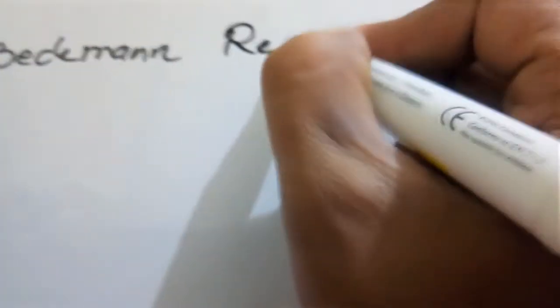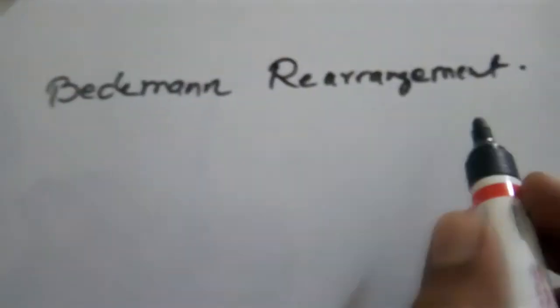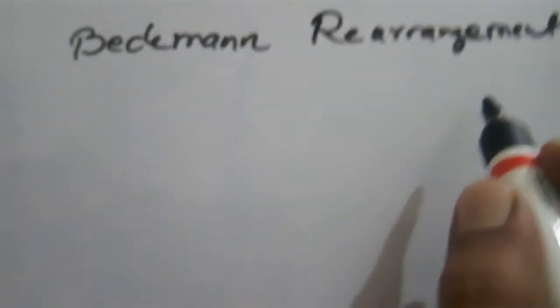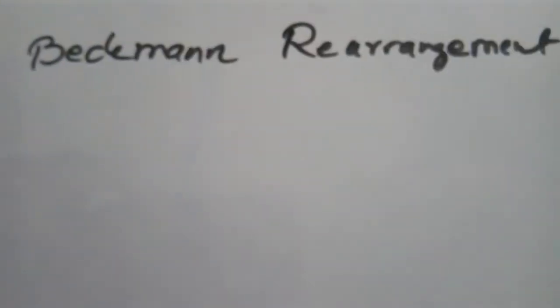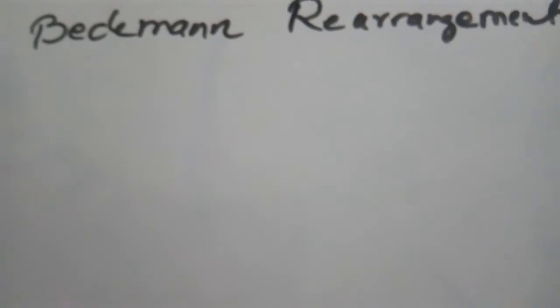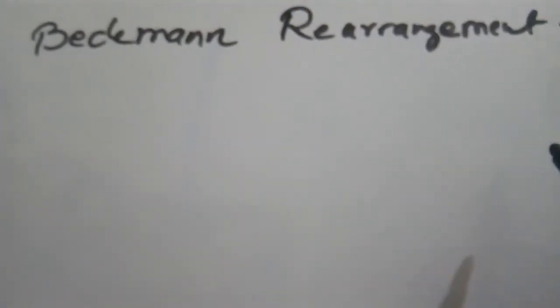Topic is Beckmann Rearrangement. Now this is the name of the rearrangement, Beckmann Rearrangement. This is an acid catalyzed rearrangement where the formation of a carbocation takes place. What is the starting compound of this rearrangement?